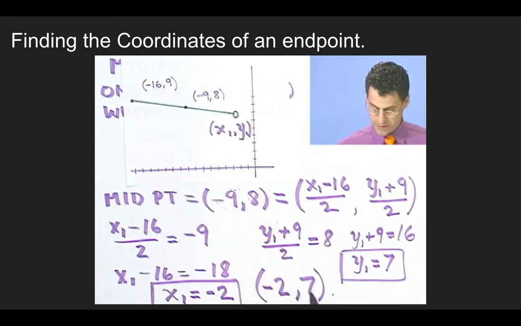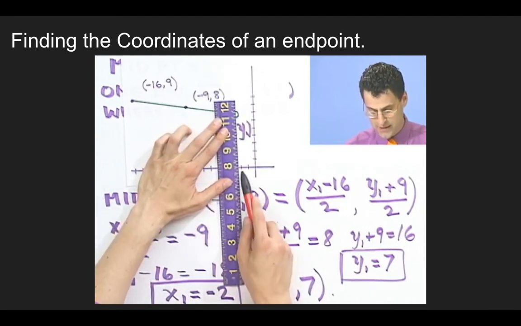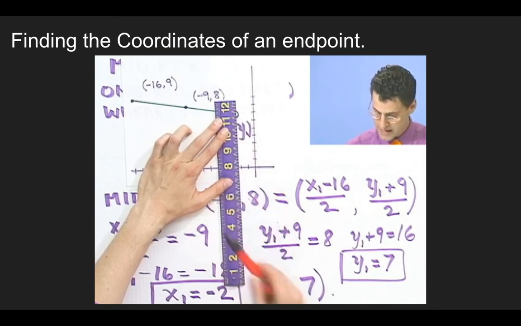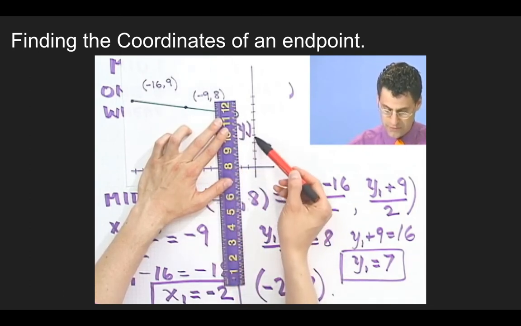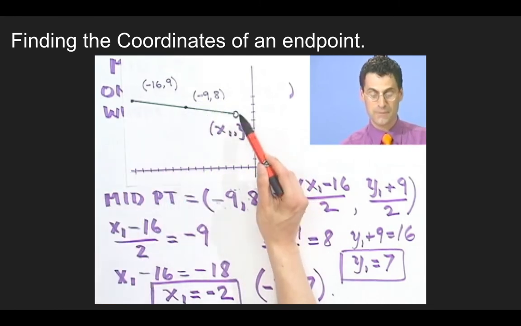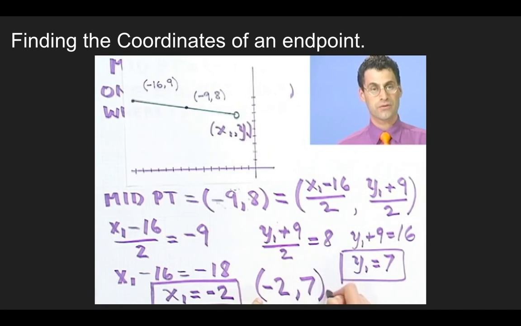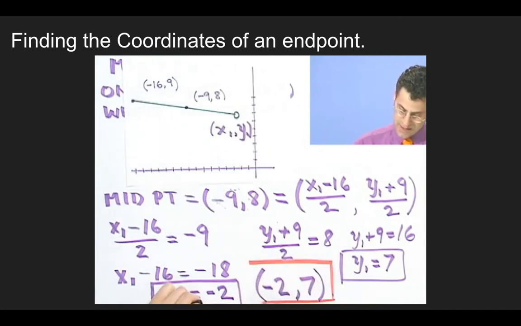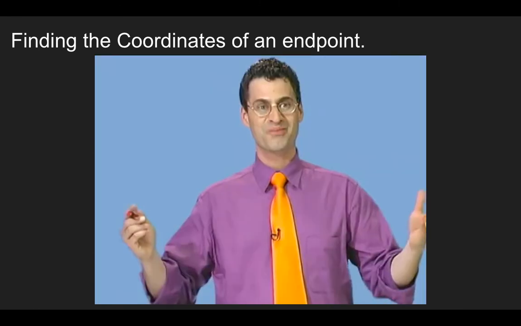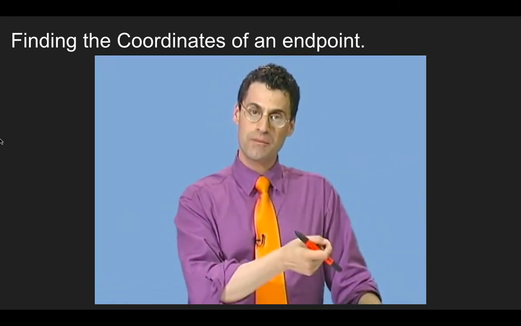Let's see how close we were. We think it should be negative 2. And look, well, not exactly right, negative 2 is here, and it should be around 7. 1, 2, 3, 4, 5, 6, 7. So it's actually pretty close. This picture shows that this answer is reasonable, so we can figure the math is correct. The other endpoint would be at minus 2, 7. There you go. So you can always find the other endpoint if you just know one endpoint and the midpoint.